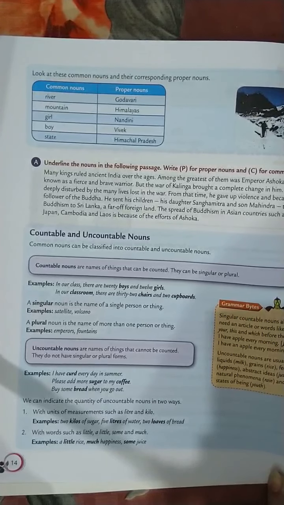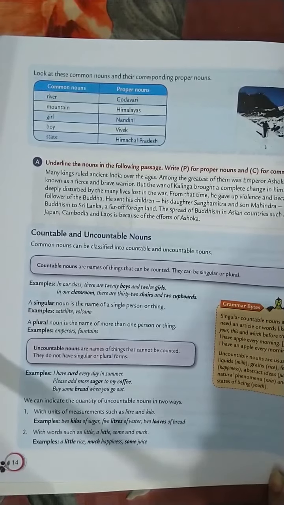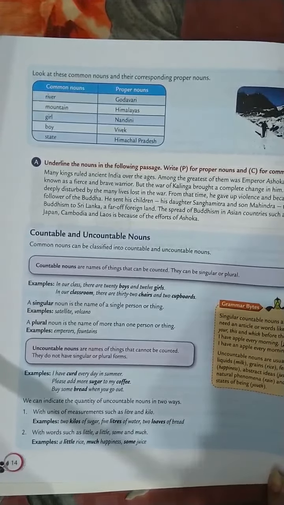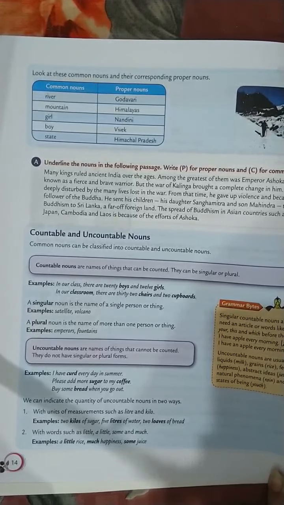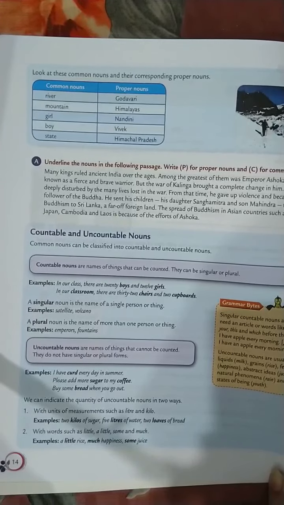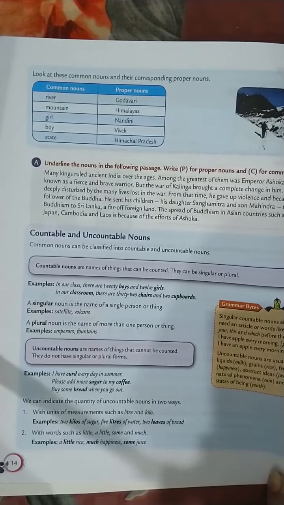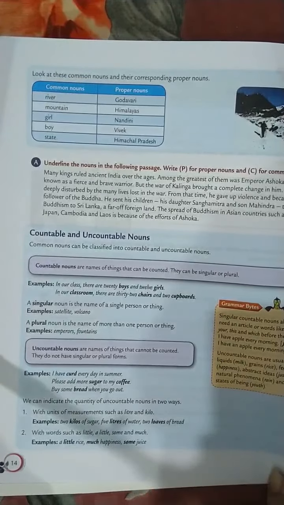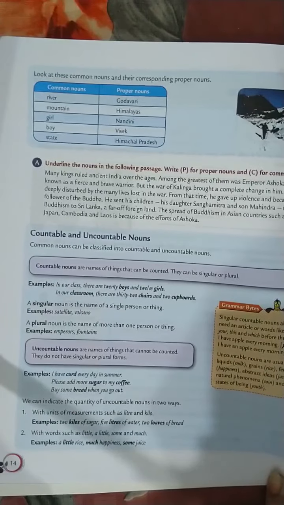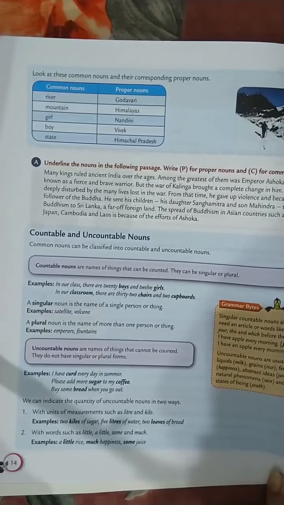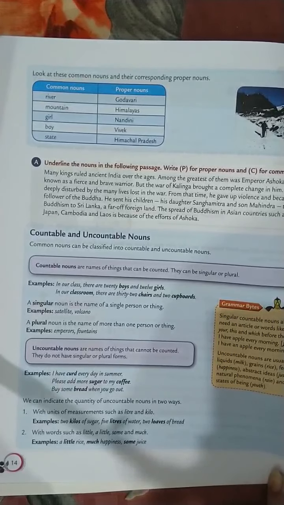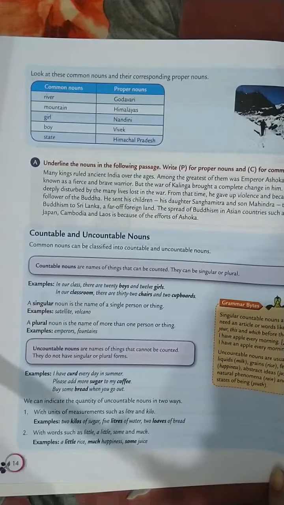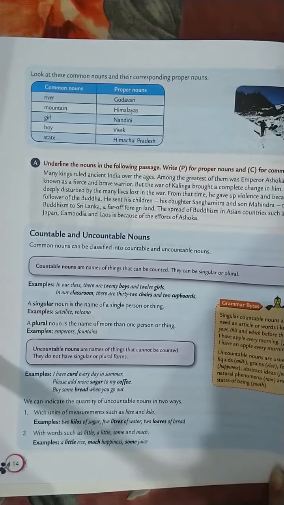We cannot count those, but through the quantity we can know. Through the quantity we can count and we can also know. So we can indicate the quantity of uncountable nouns, like how many kilos, 1 kilo of sugar. How many loaves of bread? You can say 1 loaf of bread. Yes, 5 liters of water.